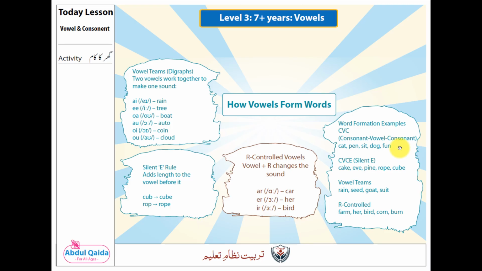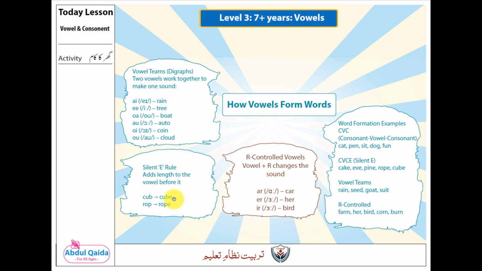Other formation examples are CVCE, silent E, which is also referred to as long vowel. In examples, we have cake, eve, pine, rope, cube. So basically, the silent E rule adds length to the vowel before it.